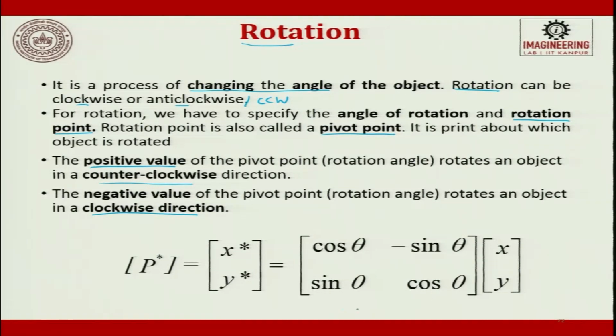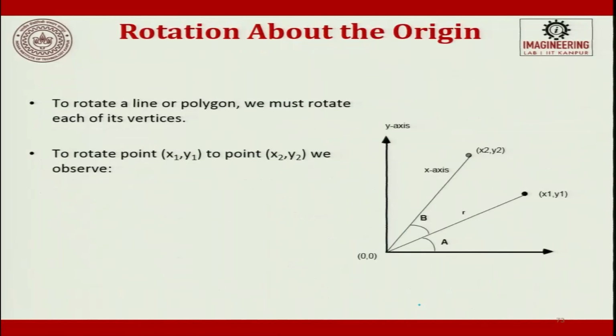So, this is the transformation matrix for rotation about a point. So, you have a new point you get in the matrices. So, these are the coordinates. How did you get these coordinates? You multiplied a transformation matrix of rotation with respect to the existing point, you got a new point. Let us now see how did we get this transformation matrix.